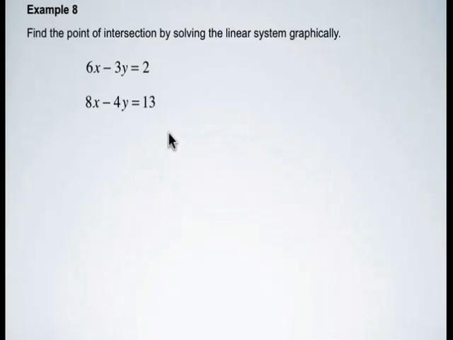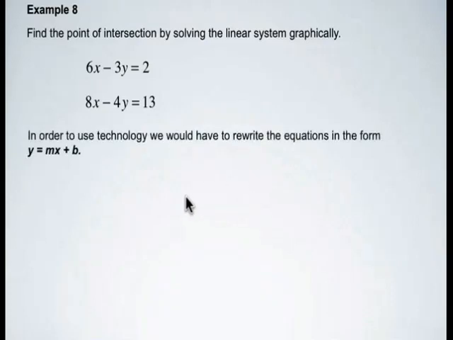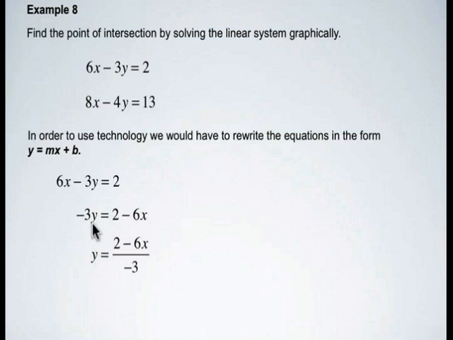Now for graphing this linear system, again, we're going to have to put the equations in y equals mx plus b form. And for the first equation, the first thing we're going to do is subtract 6x from both sides. And when we do that, the left side simplifies to be negative 3y, and on the right side we have 2 minus 6x. And what we're going to do now is divide both sides by negative 3. And negative 3y divided by negative 3 is y, or 1y.